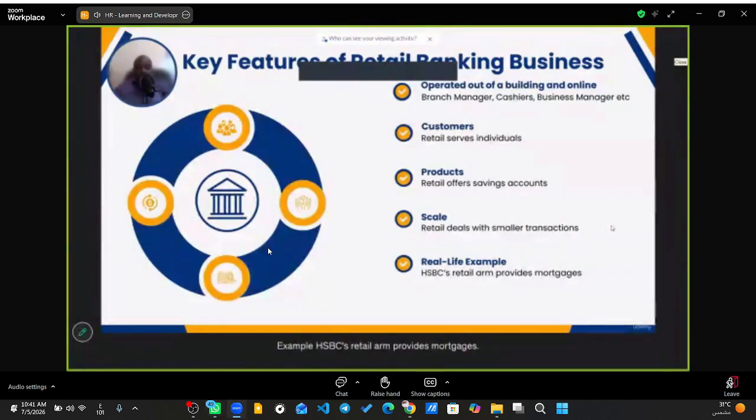A real life example: HSBC is retail and provides mortgages. Like I said earlier on the branch, you have the officers, you book an appointment with a mortgage officer in the branch and they will sit with you and discuss your requirements and hopefully come up with a solution for you. So these are some of the features of a retail banking business in your local branch where it's still a physical presence, or online where it's been integrated into the more modern platform.